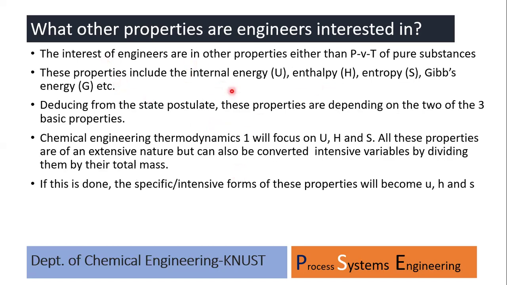Okay. Now, there are other properties that we also want to consider aside from just pressure, volume, and temperature. So we have internal energy, enthalpy, entropy, and then Gibbs energy. For these properties, we can easily determine them when we know at least two of the other properties, like pressure, specific volume, and temperature, especially when we are dealing with pure substances, right?